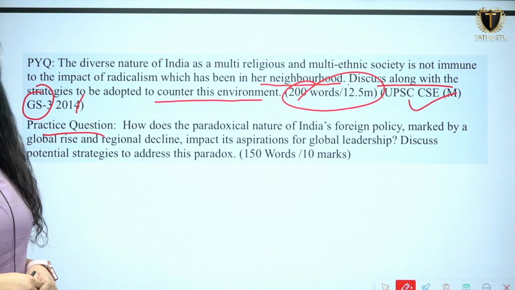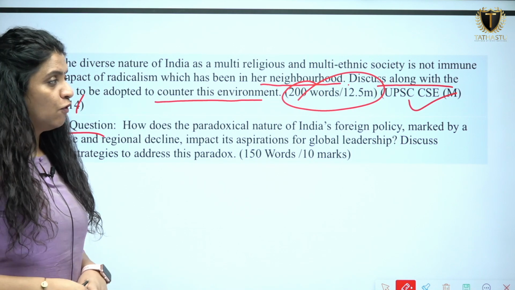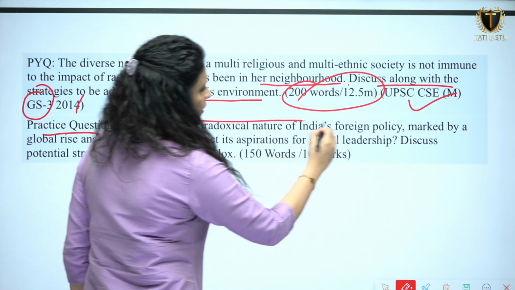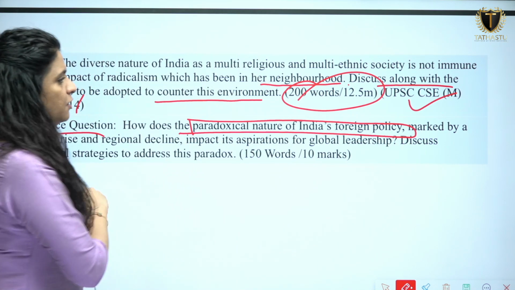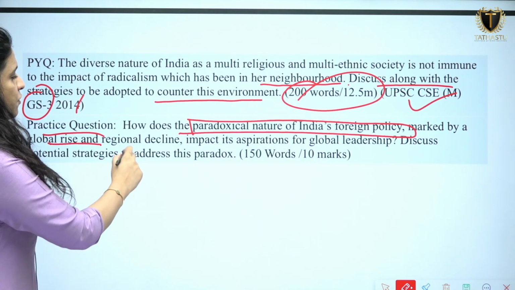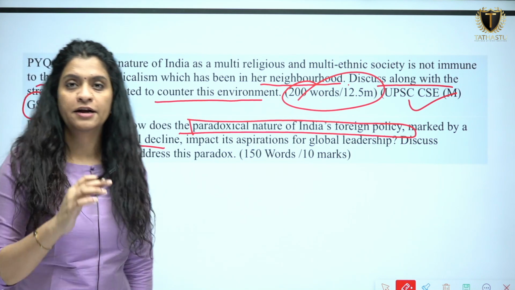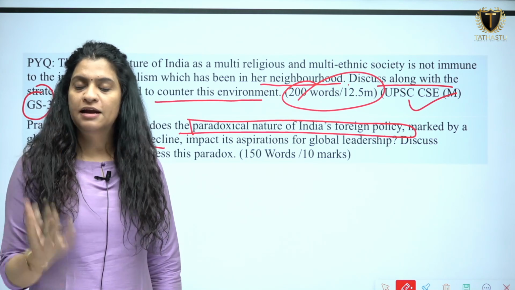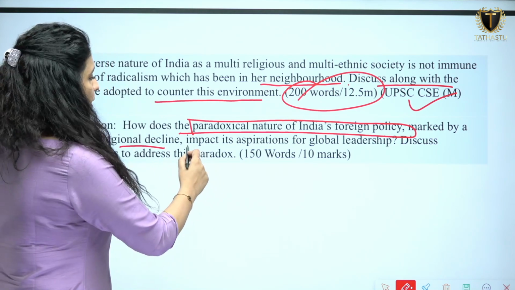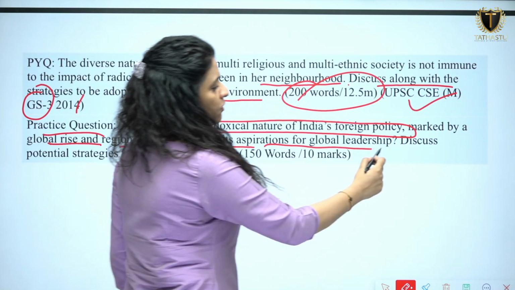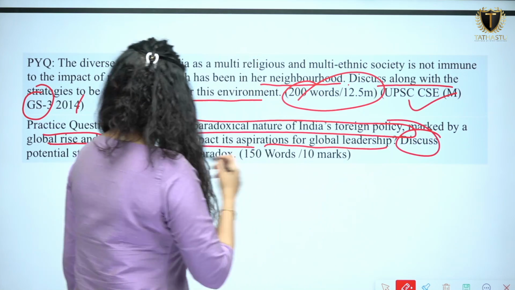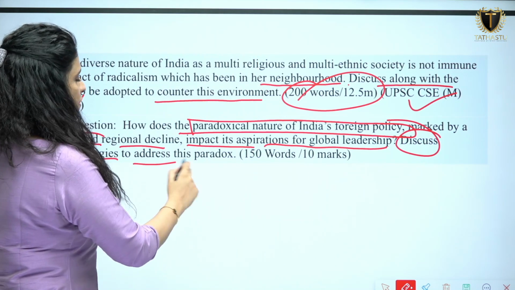How does the paradoxical nature of India's foreign policy, marked by global rise and regional decline, impact its aspirations for global leadership? Discuss potential strategies to address this paradox. तो यही paradox है, that India is rising globally but declining regionally.